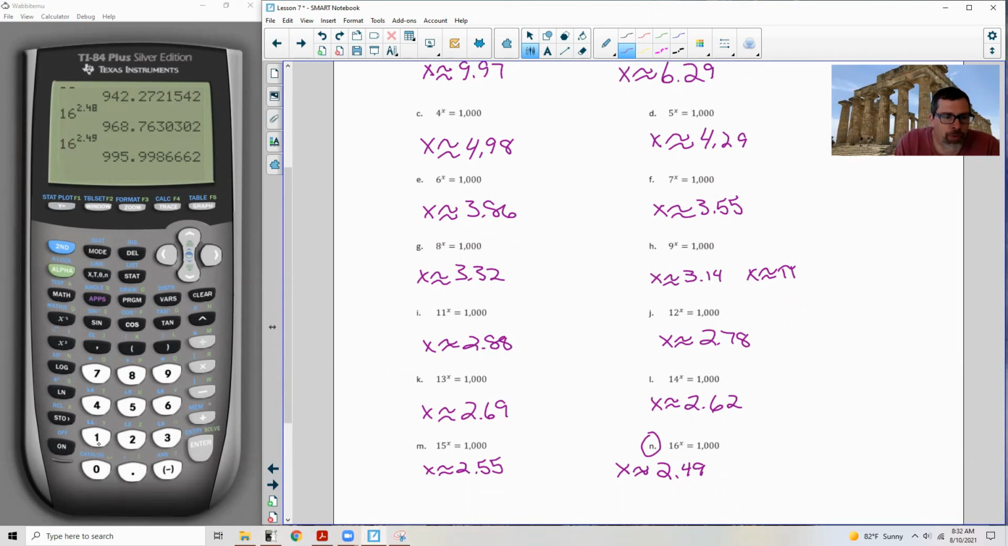So now I'm going to go out one more decimal to see where it rounds. 16 to the power of 2.495. Enter. And that's too big. So I know it's less than 495, so it will not round up. So my answer is approximately 2.49. Sorry for that error.